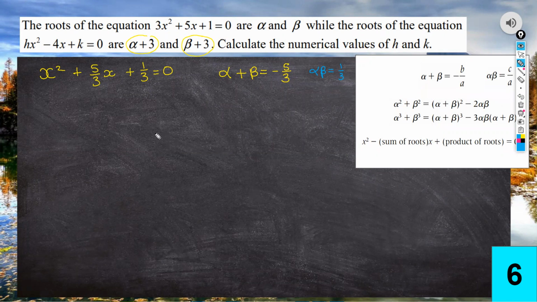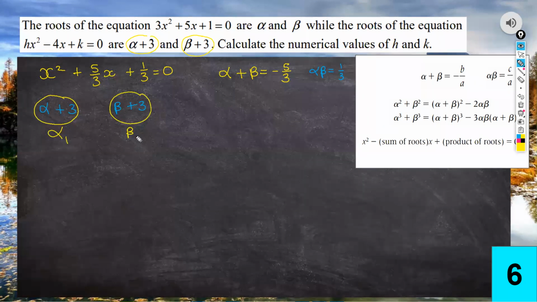Great. So you have 2 new roots: alpha plus 3, and the next new root is beta plus 3. So this becomes the new alpha. You call it alpha 1, and the other is beta 1. I'll give you some time from there.